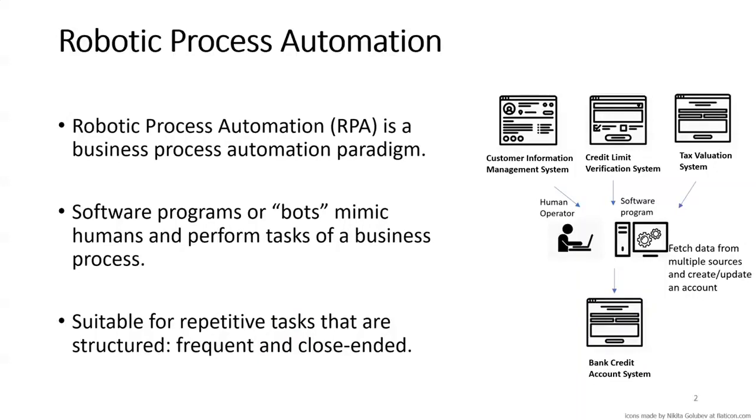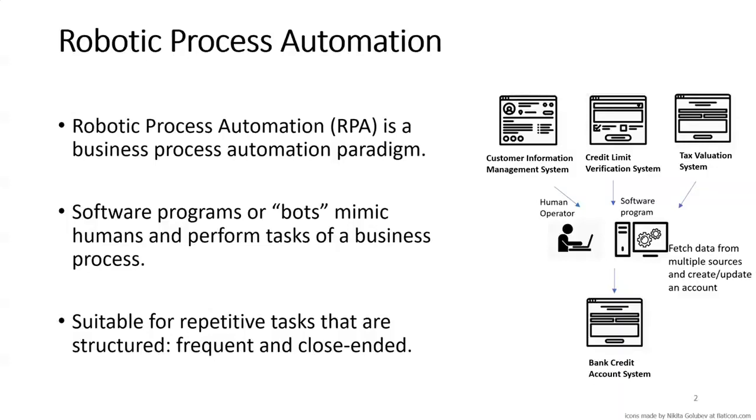Robotic process automation, or RPA, is one of the recent business process automation paradigms. Here, software programs or bots mimic humans and perform different tasks of a business process. These bots are suitable for repetitive and structured or close-ended tasks.